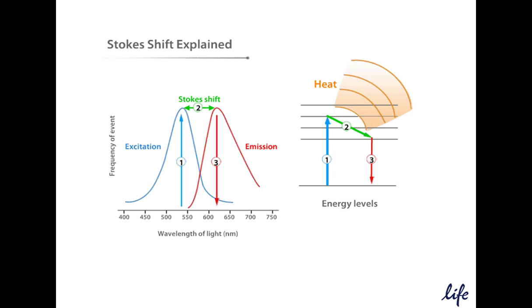The emission maximum for the fluorophore is always at a longer wavelength, that is, a lower energy, than the absorbed light of the excitation wavelength. There is a difference between the wavelengths of the excitation and the emission, and this difference is called the Stokes shift.